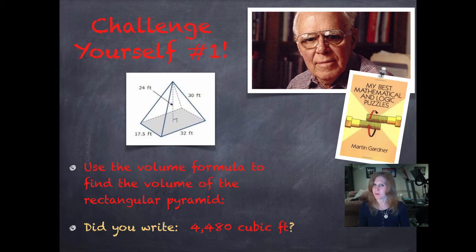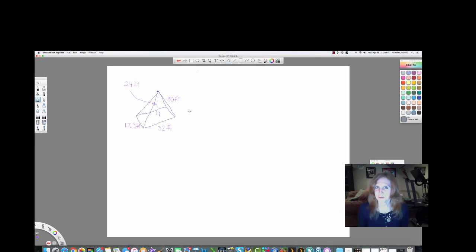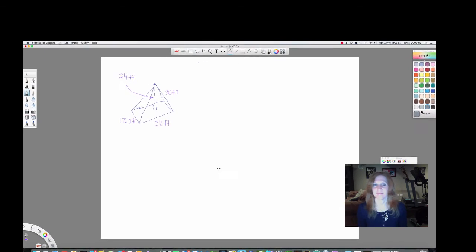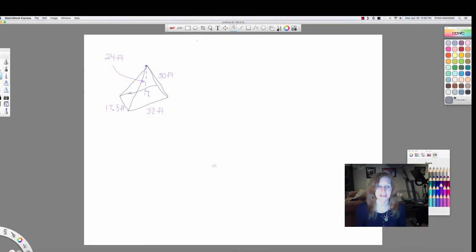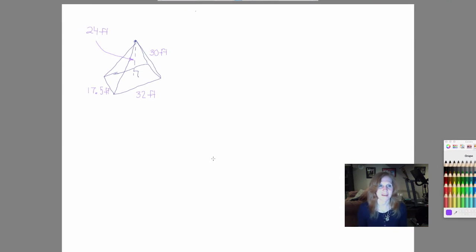Did you write 4,480 cubic feet? Let's see how we did that one. Since I told you to challenge yourself, I decided to challenge myself too, and I actually redrew that rectangular pyramid. It's not really better. It just looks a little bit more like the figure that you saw in the keynote.